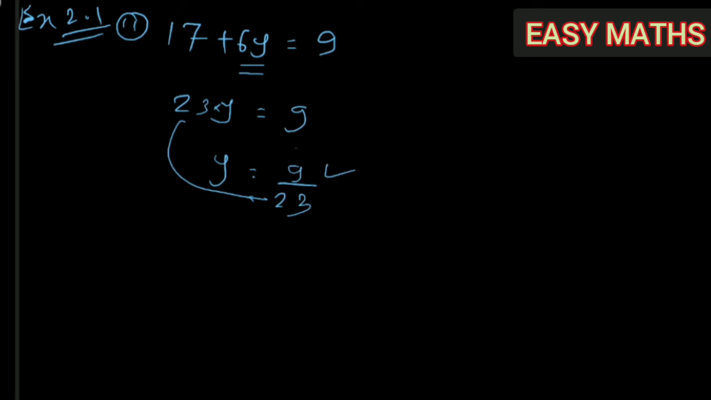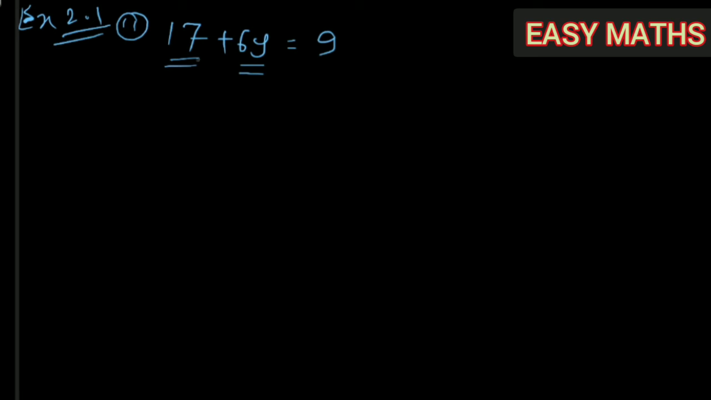So this step is okay, but this step itself is wrong. So the answer is wrong. We cannot add the unlike terms or subtract the unlike terms. Here it is only 17. There is no variable y here. So we cannot add these two terms.